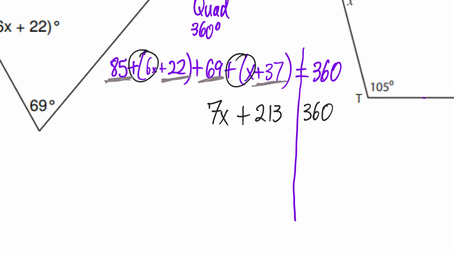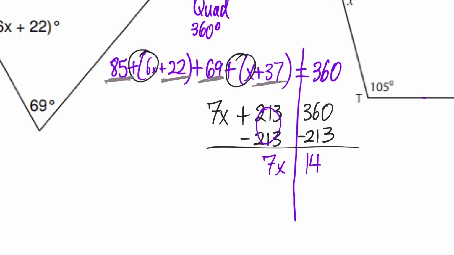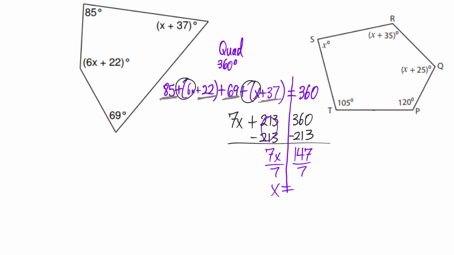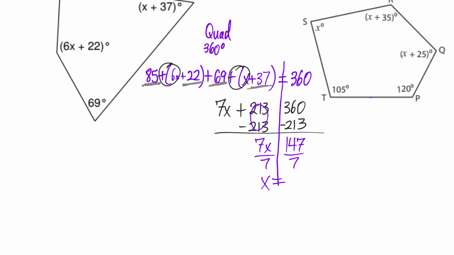Okay, again here I'm just solving for x now, so I'm going to subtract 213 from both sides. So we get 7x equals 147. Divide both sides by 7. And what does x equal? 21. X equals 21.